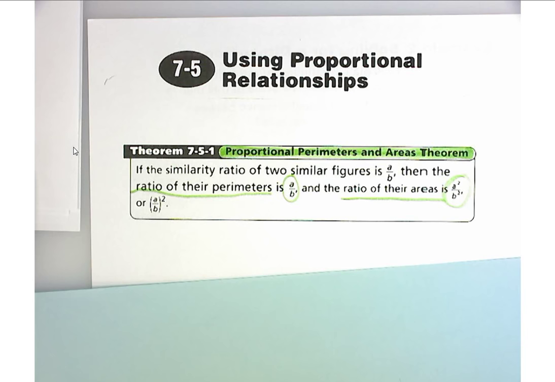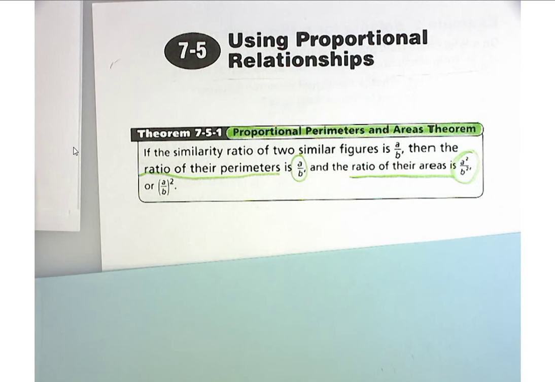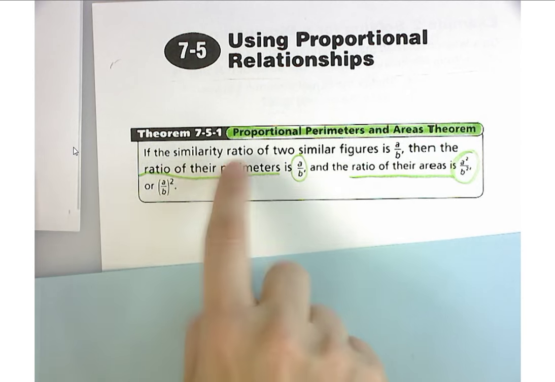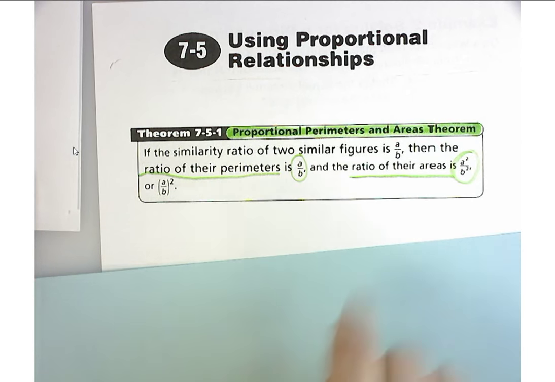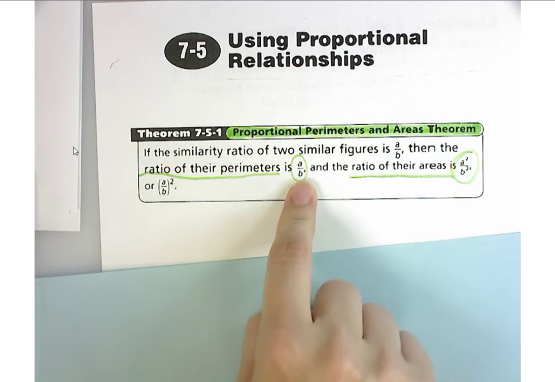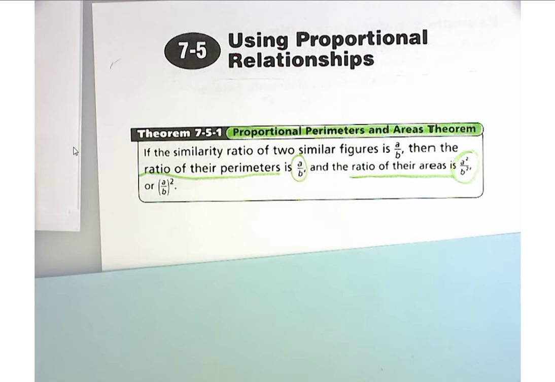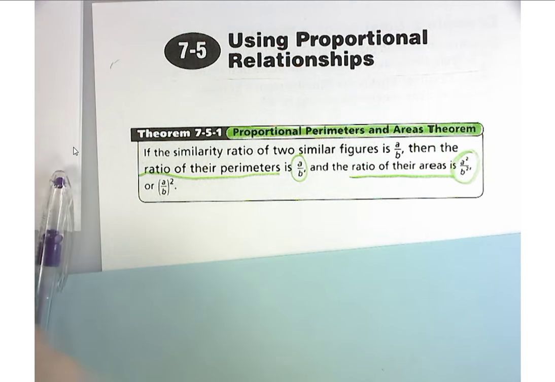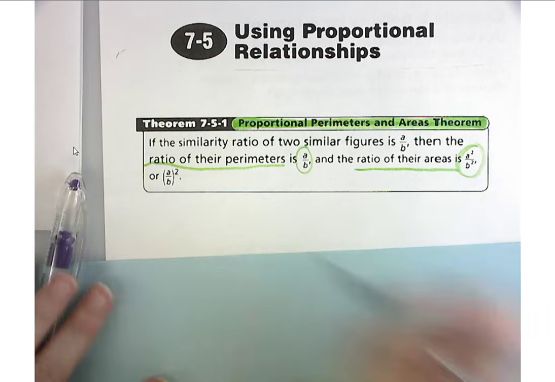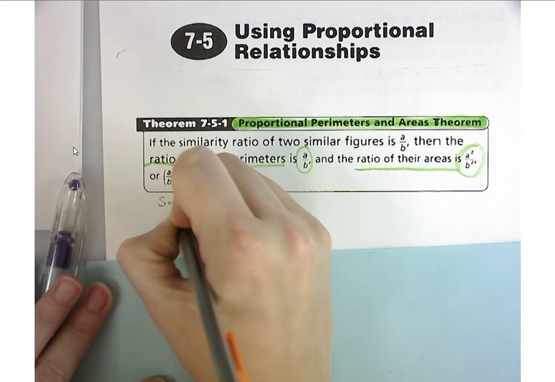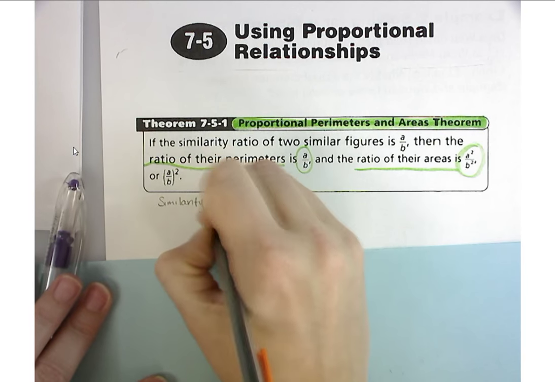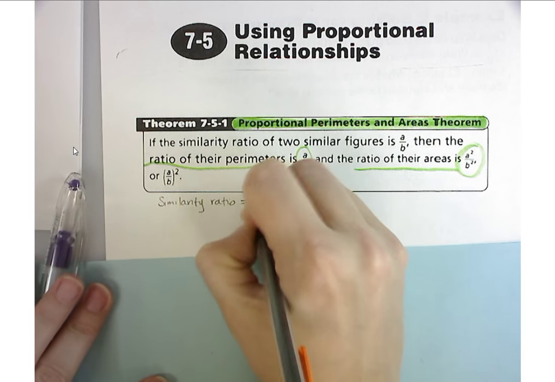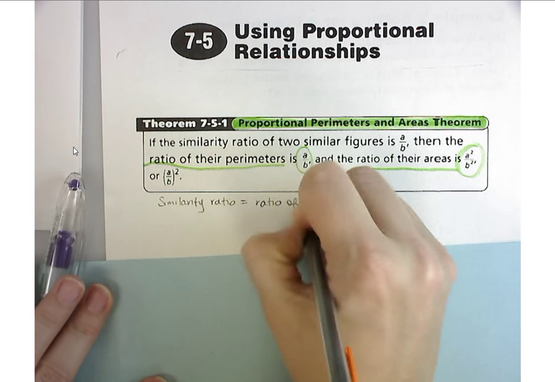Let's look at using proportional relationships. The first thing we're going to talk about is this ratio. If the similarity ratio of two similar figures is A over B, then the ratio of their perimeters is A over B. Okay, which is the same thing, right? So the similarity ratio is the same as the ratio of the perimeters. The similarity ratio equals the ratio of the perimeters.